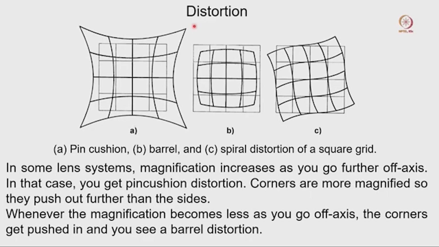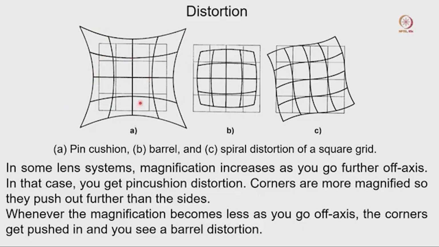Now we are talking about distortion also. There are three types of distortion we can see. One is pincushion distortion, and one is barrel shape distortion. In some lens systems, magnification increases as you go further off axis. So if you are off axis and constantly changing the magnification, you can see your beam is spreading in a different way. So that is two types of distortion.